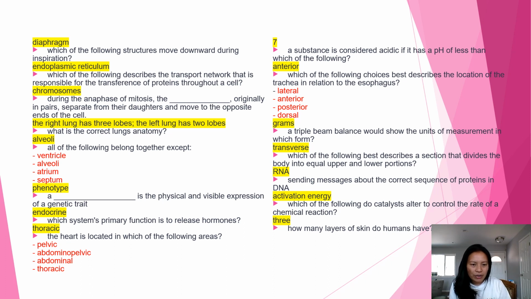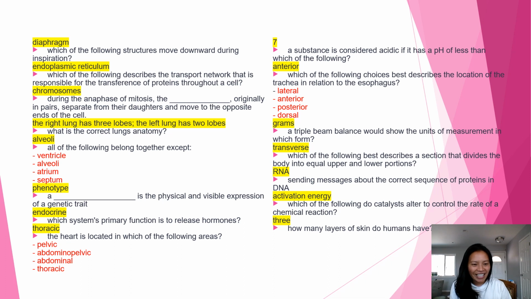Okay, what is the correct lung's anatomy? The right lung has 3 lobes, and the left lung has 2 lobes. Okay, and next question. All the following belong together except which of the following? Is it the ventricle, alveoli, atrium, or septum? So the alveoli do not belong with the rest of the choices.